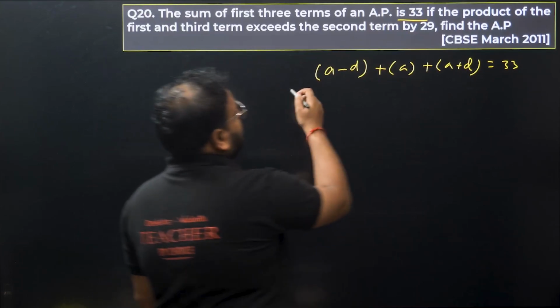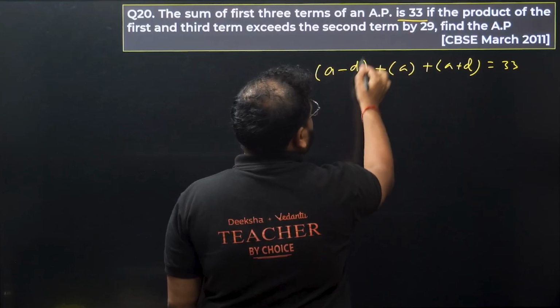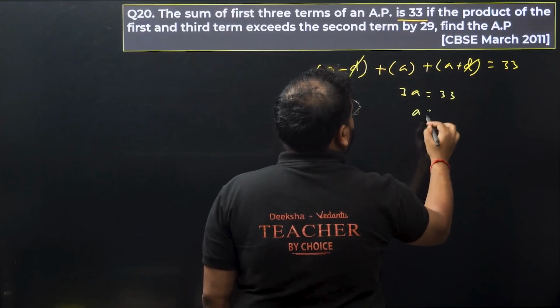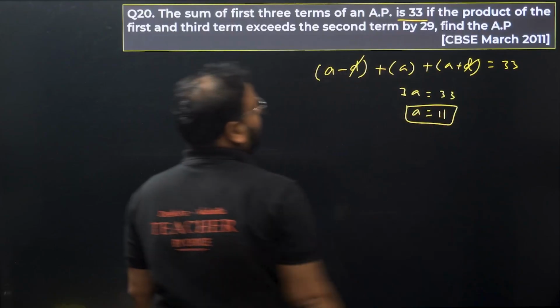Adding all of this is 33. Add this and the d terms will cancel. I'll have 3a equals 33. It means a is 11. The first term is 11.